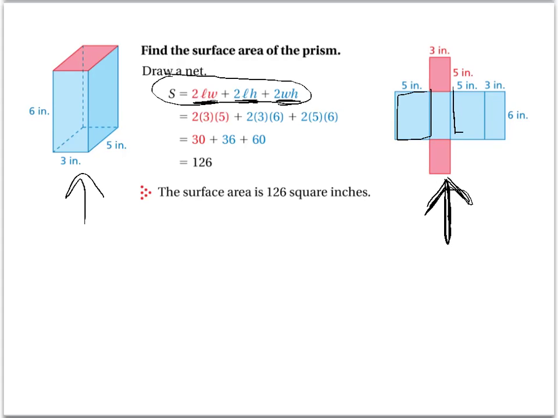Obviously, this matches up with this, so you're going to have 2 of those, you're going to have 2 of these, and you're going to have 2 of these. And that was done for you. 3 times 5 is 15, 6 times 3 is 18, 5 times 6 is 30. And then multiply each of those by 2, add them all up, you get 126.